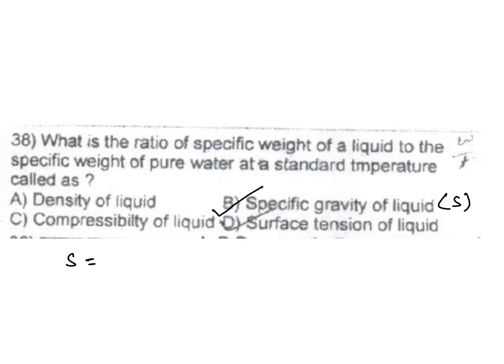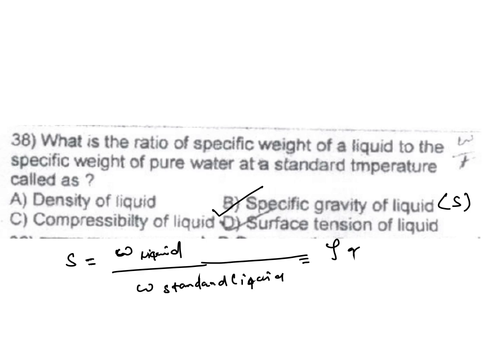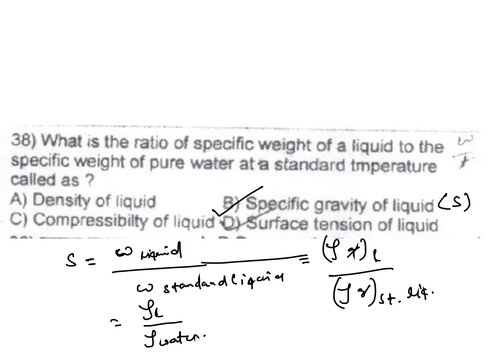Specific weight of liquid divided by specific weight of standard liquid. So rho g of liquid divided by rho g of standard liquid, or water you can take. G cancels. Density of liquid divided by density of water. So specific gravity is the answer.